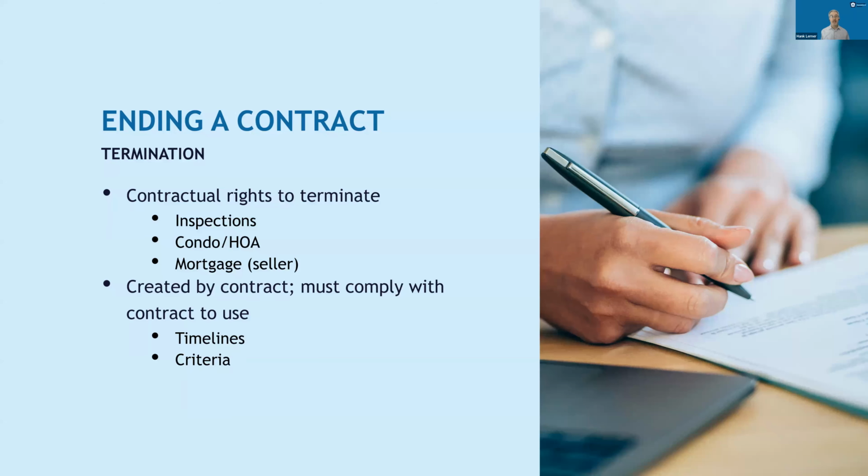When you are terminating under a contractual right, however, you actually have to use the contract as written in order to exercise that right. So we have people who call who say, well, my buyer wants to terminate because they got an inspection report back and the inspection report shows something that they don't like. And then we say, oh, okay, well, which inspections did you elect in the agreement of sale? And the agent says, oh, well, we waived the inspections.